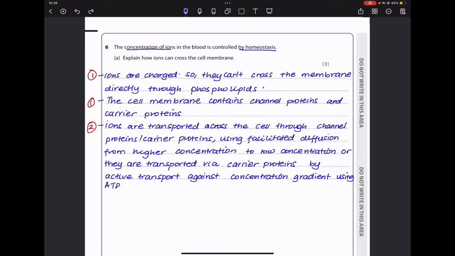So here I said ions are charged, so they can't cross the membrane directly through the phospholipids. The cell membrane contains channel proteins and carrier proteins. Then ions are transported across the cell through channel proteins or carrier proteins using facilitated diffusion from high concentration to low concentration, or they are transported via carrier proteins by active transport against the concentration gradient using ATP.